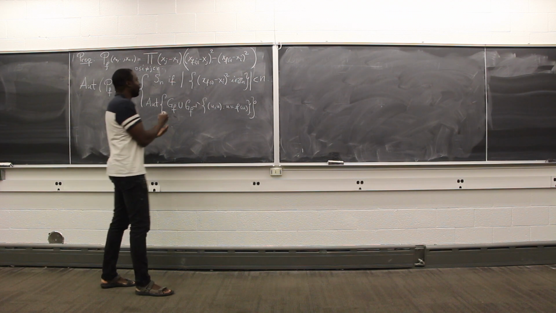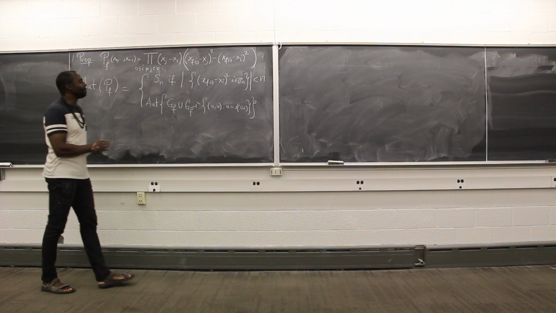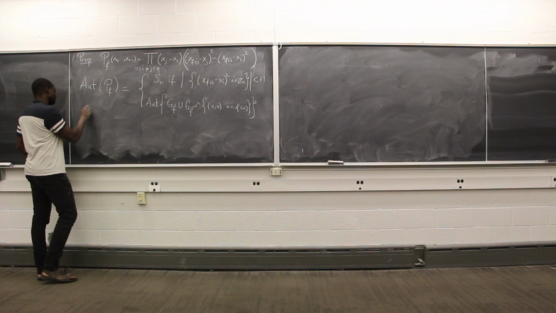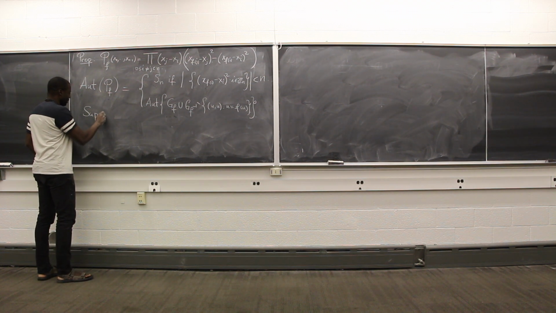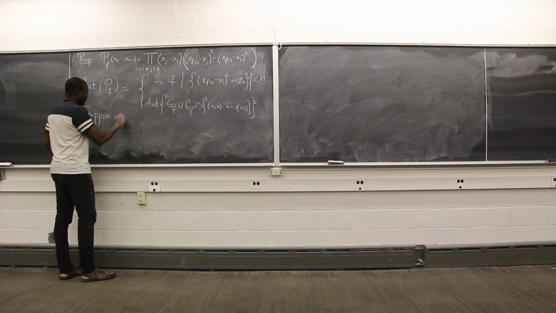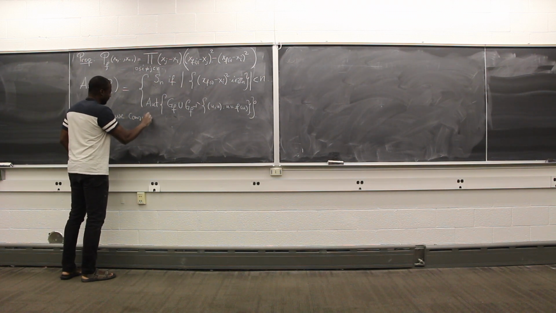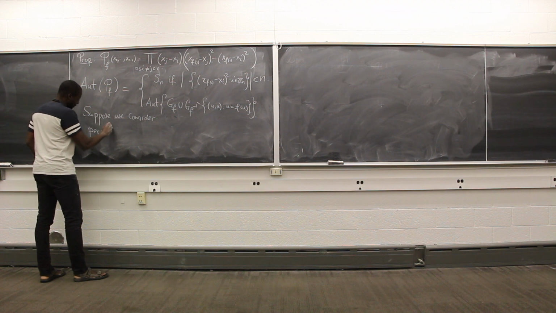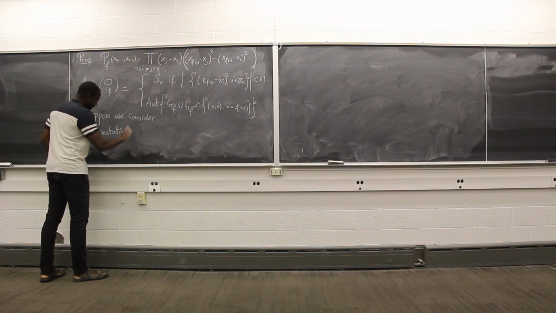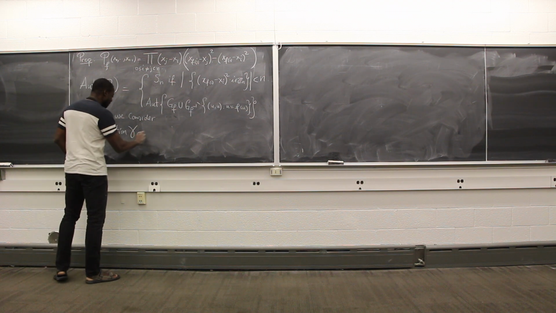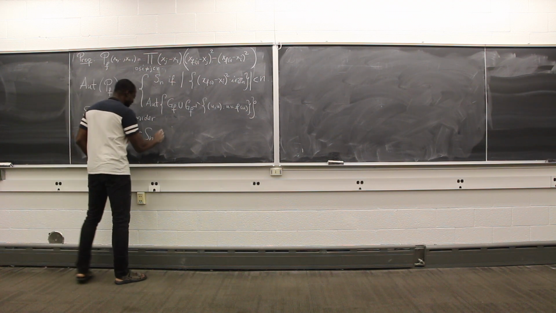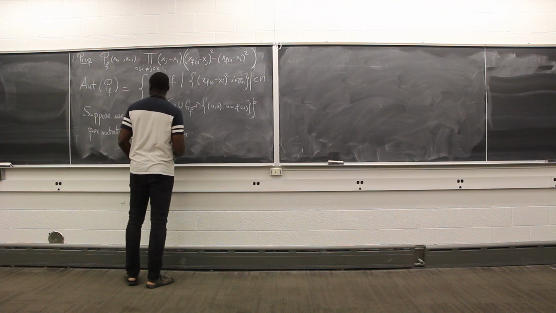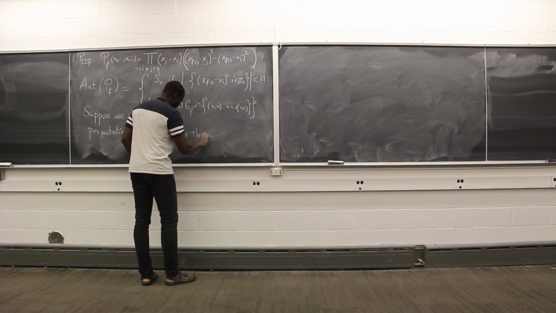So let's see what happens when we have a permutation acting on the polynomial. So suppose we consider the permutation gamma, and gamma is a permutation in Sn, acting on the variables.